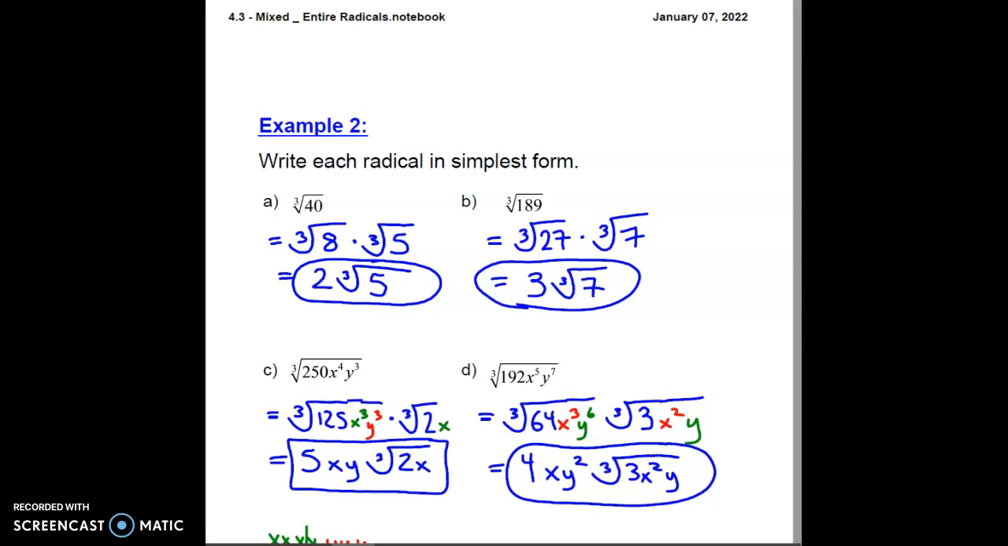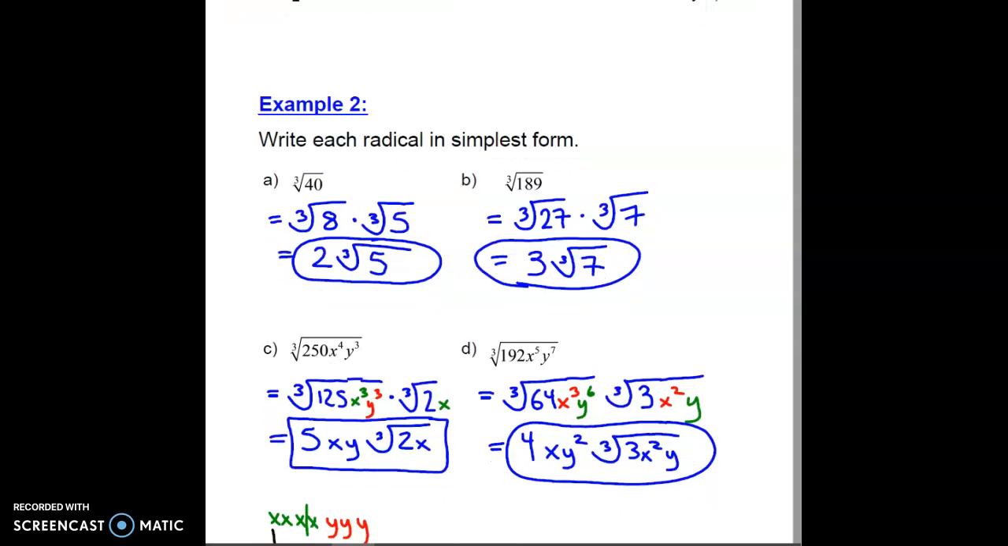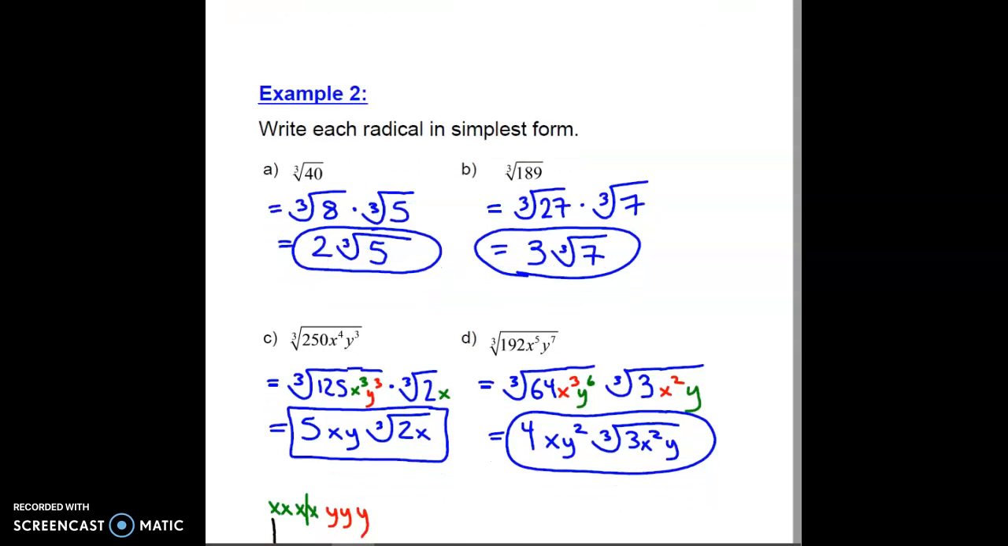So today our lesson is going to be about mixed and entire radicals. It's going to start looking just like our information from last week, but we're going to move into entire radicals. So today we're going to start with these examples, and they are cubed roots. And we're trying to write each of these cubed roots in simplest form. So just like on Friday.